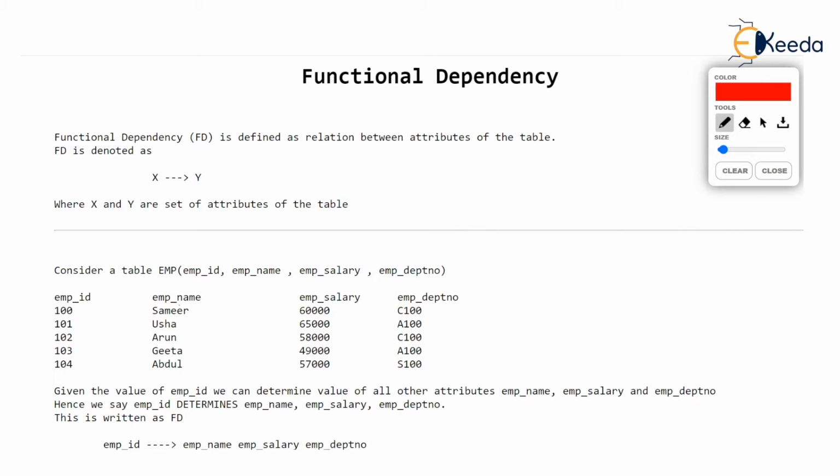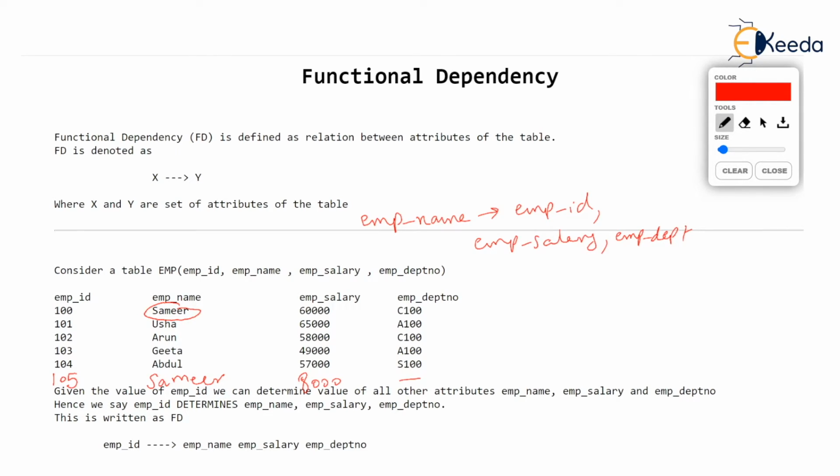but name cannot determine. Suppose I write an FD like this: EMP name can determine EMP ID, EMP salary, and EMP department number. I'm writing in short DEPT. No. This may not hold, because there might be another employee called Samir with the same name, with say employee ID 105 and some salary, let's say 80,000, and from some department.